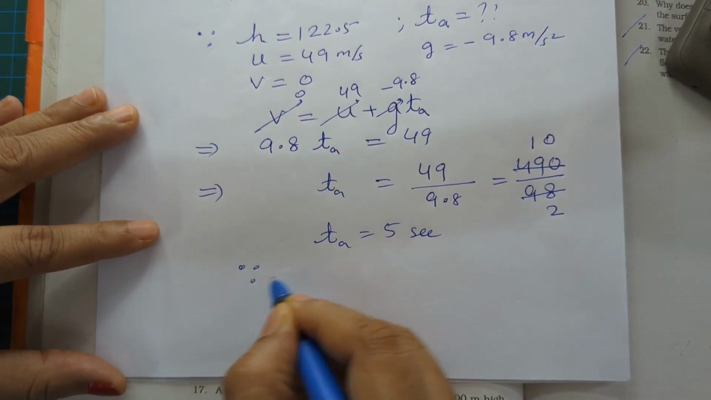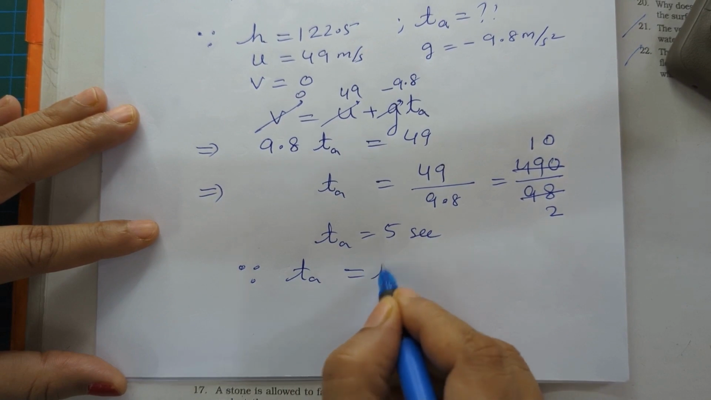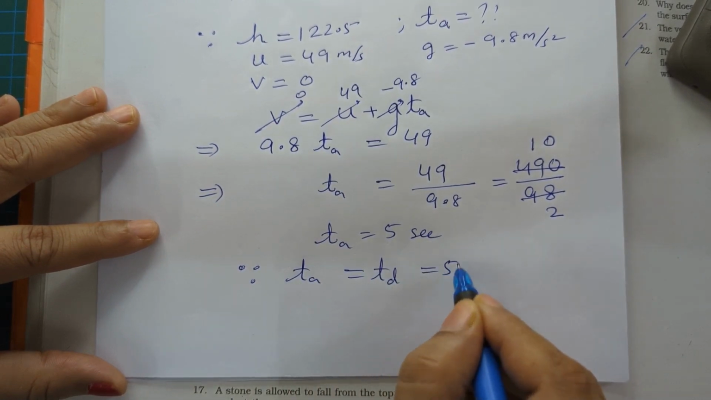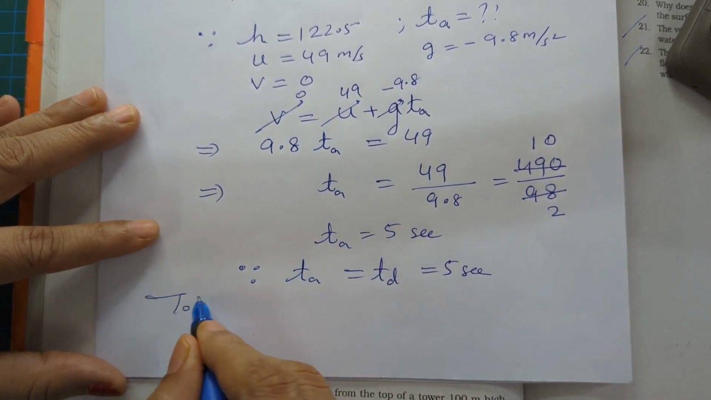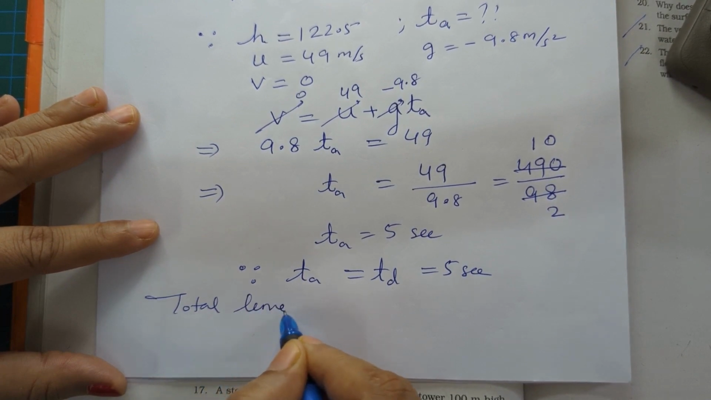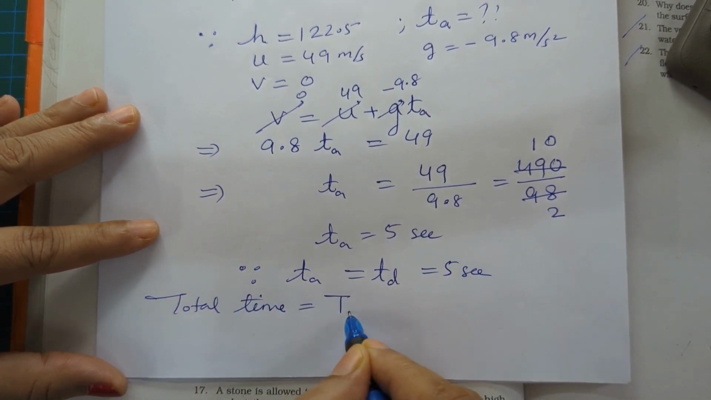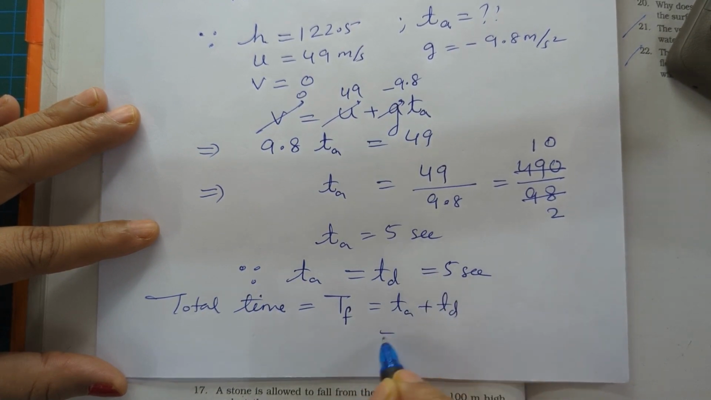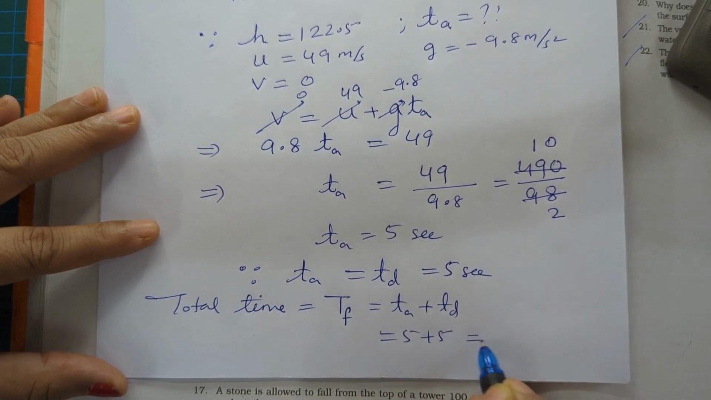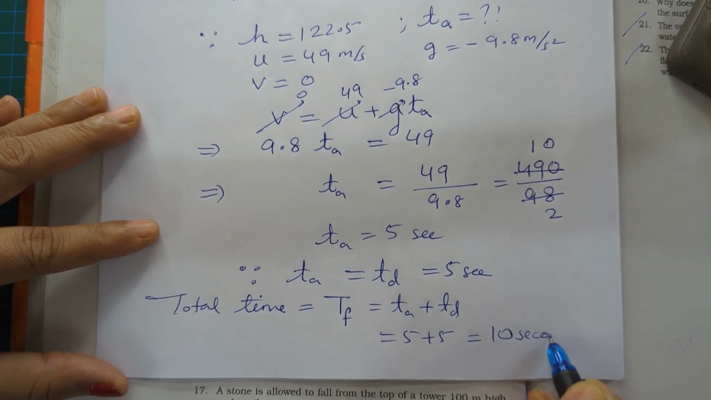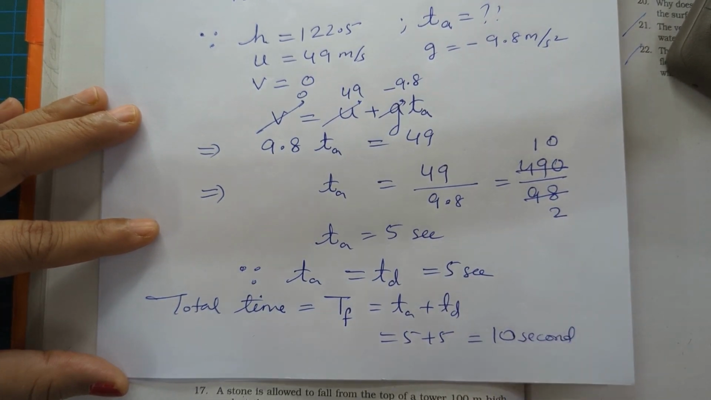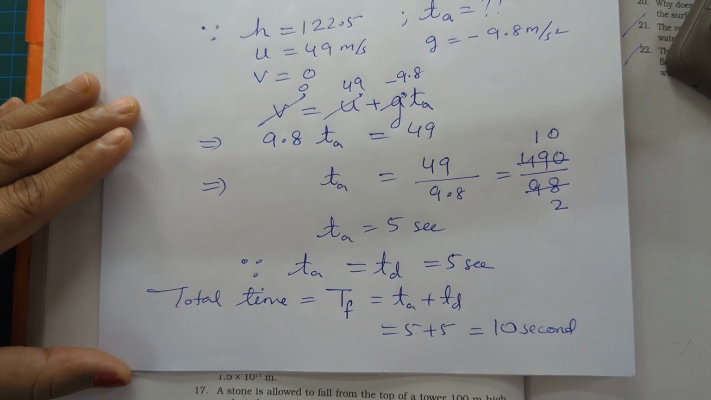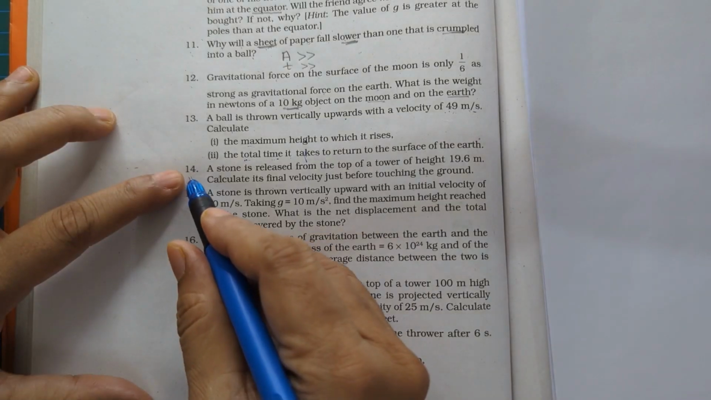Since time of ascent is equal to time of descent, both of them are 5 seconds. Total time is otherwise known as the time of flight. So time of flight is the time of ascent plus time of descent, which is 5 plus 5, so 10 seconds. In 10 seconds, the ball goes to the maximum height and comes back to the surface of Earth.